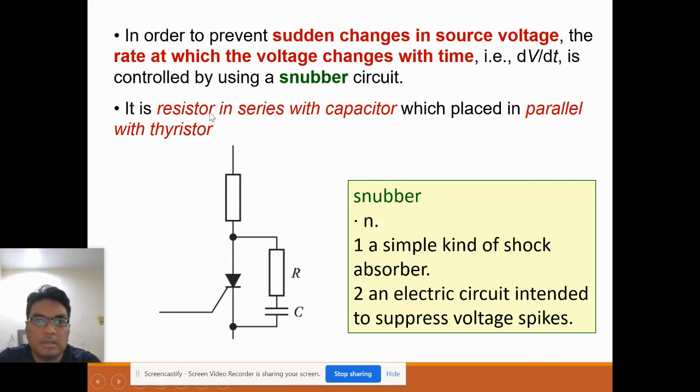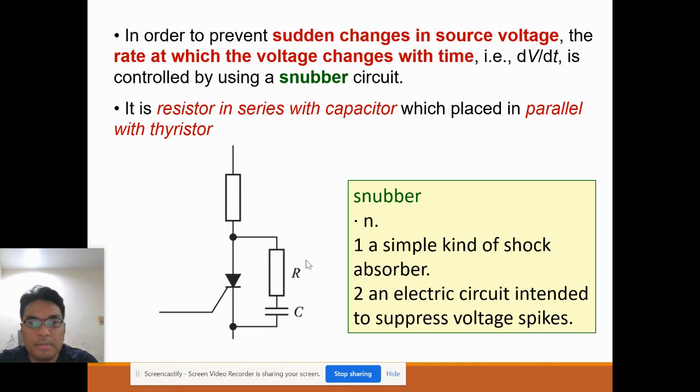Okay, resistor in series with capacitor here. This is the resistor, this is the capacitor, which is mounted in parallel to the thyristor. So this snubber is basically a simple kind of shock absorber. If you drive a car, this is the protective shock absorber.